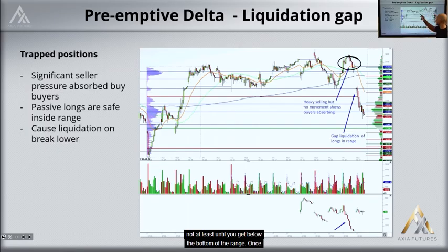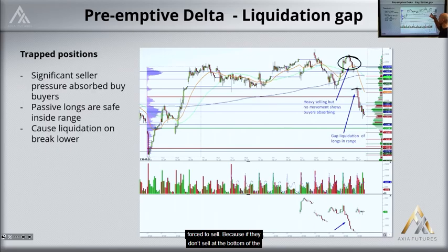Not at least until you get below the bottom of the range. Once that happens, now all of these people are wrong. And you know that there's a built up a significant amount of passive longs in here. Sellers have taken control. Equally, the sellers that are in control up here, or the sellers that tried to take control, if their intent was to continue selling, well, now they're forced to sell.